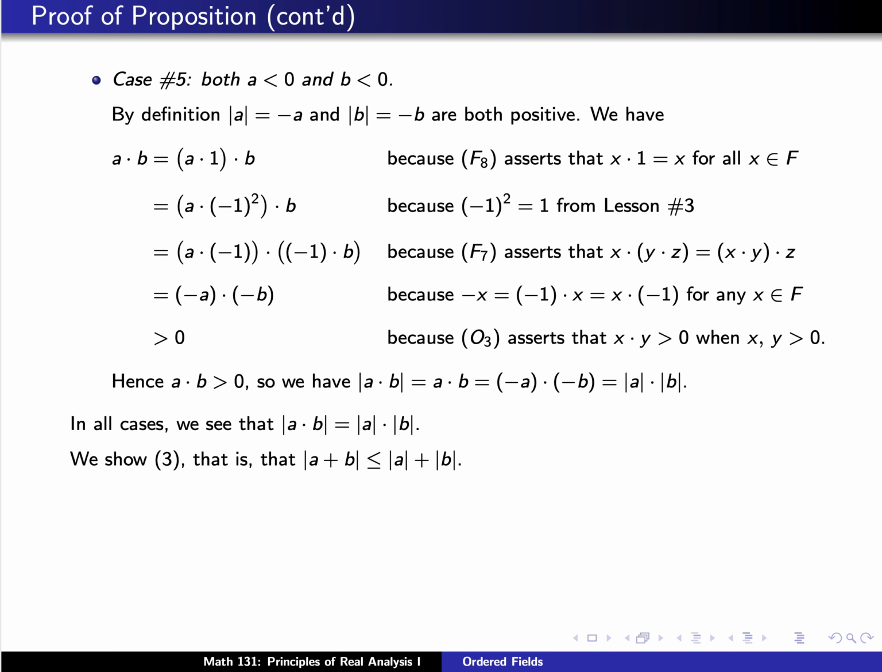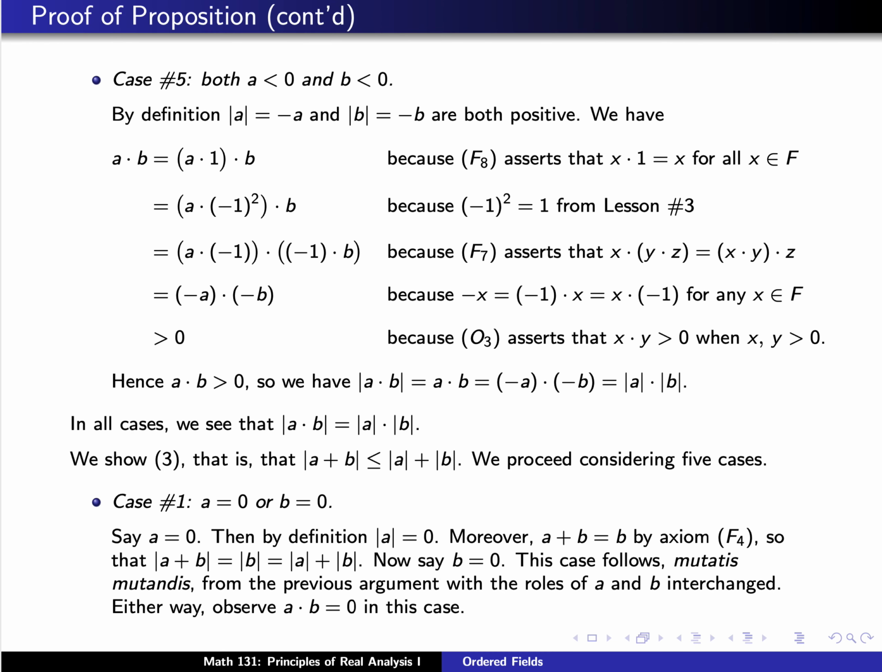We conclude now by showing statement number 3, that is the actual triangle inequality. The absolute value of the sum is less than or equal to the sum of the absolute values. Remember that we want to ask when we have an equality versus a strict inequality by looking at the signs of a and b. Just like before, we'll proceed using 5 cases.